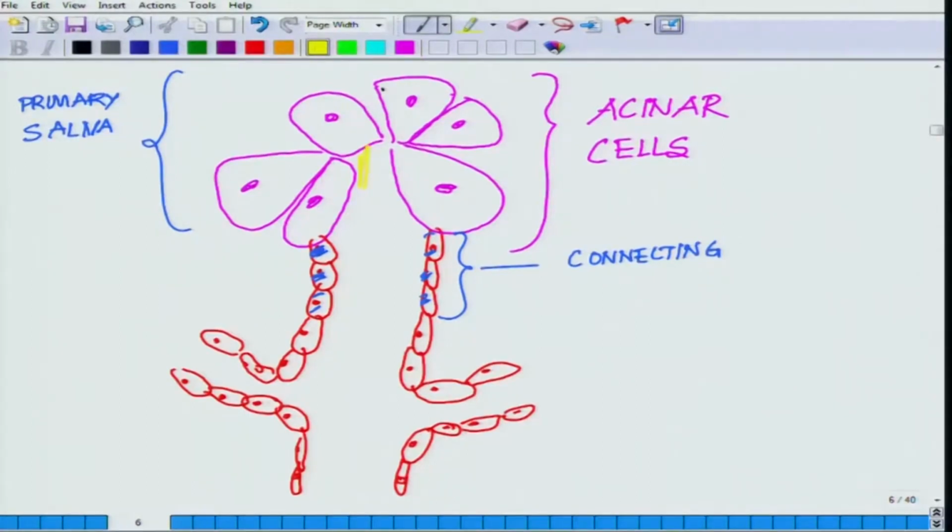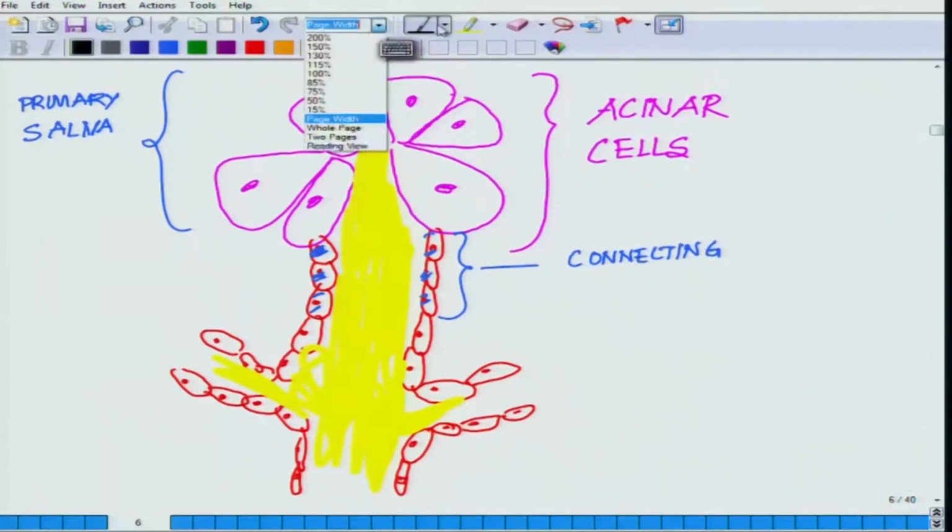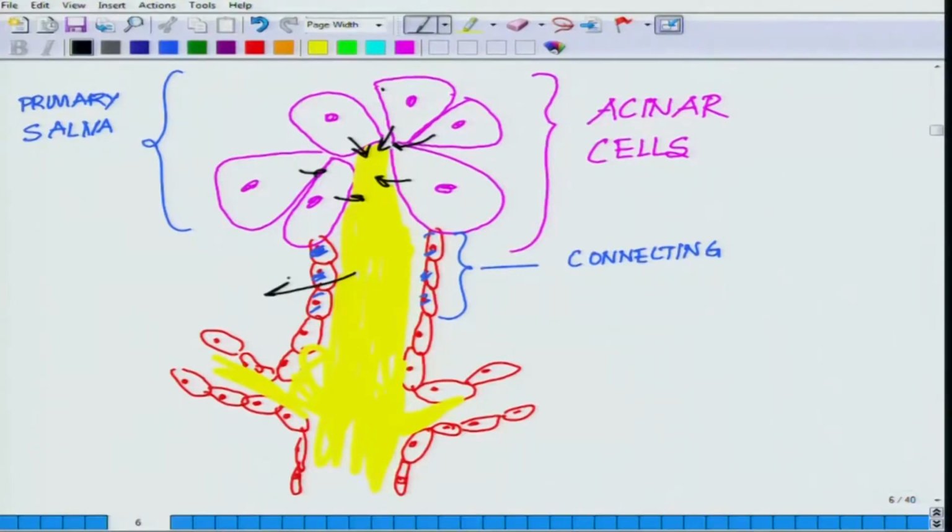So, this is where the primary saliva is forming, and this saliva flows down this. This is where all the secretions are taking place. As I was trying to tell you, these acinar cells are involved in the secretion, and we will come to what kind of secretion they do. And in the walls you see, there is a lot of exchange taking place, and I will come to that.